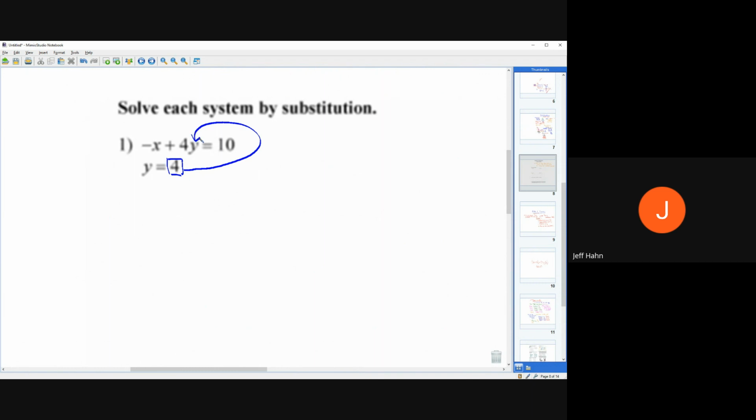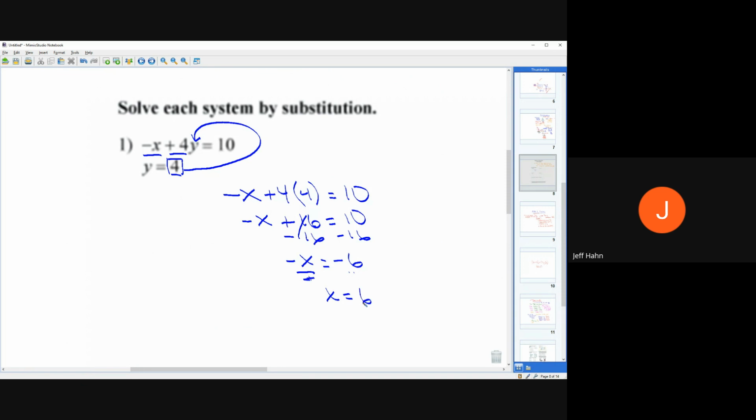So that equation would look like this. I have the minus x, the plus 4, and that plus 4 gets multiplied by whatever the y was, which was 4. And that equals 10. I am simply substituting what that thing is in the other equation. And then solving. Negative x plus 16 equals 10. I would have to subtract 16, correct? Negative x now equals negative 6. What does positive x equal? Divide both of them by negative, or however you want to do it. x would equal 6. Am I done?